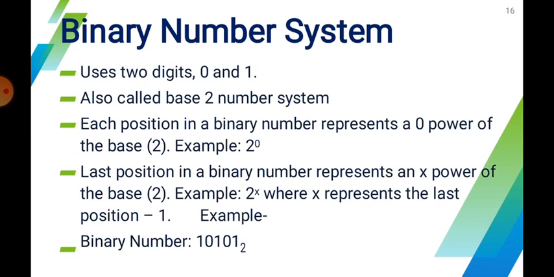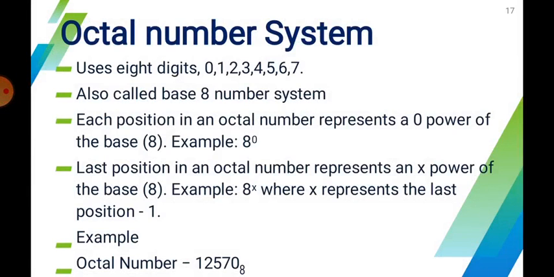So the binary system is just invented in order to work with the computer system, and again the positional value of the digits determine the complete value of the binary number system. Now moving forward we have the next number system, that is the octal number system.